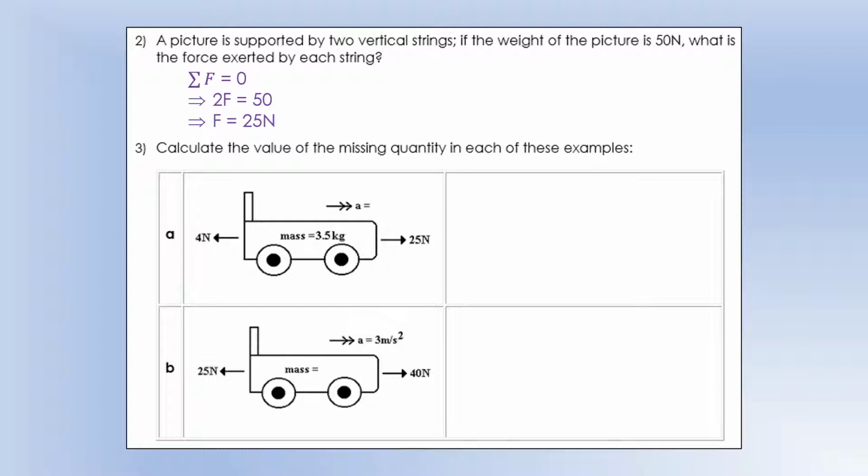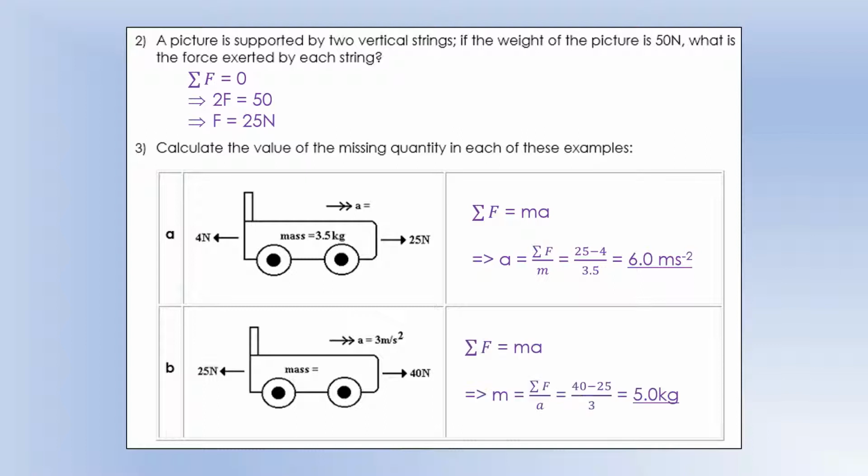Calculate the value of the missing quantity in each of these examples. So in the first diagram, we can clearly see we haven't got A, so we want to calculate what it is. So we're going to use Newton's second law. So the resultant force here is going to be 25 minus 4, and that gives us 6 meters per second squared. The next diagram, we don't know the mass. So again, we're going to be using Newton's second law, but we rearrange to make mass the subject. And then once we do that, we end up with a mass of 5 kilograms.